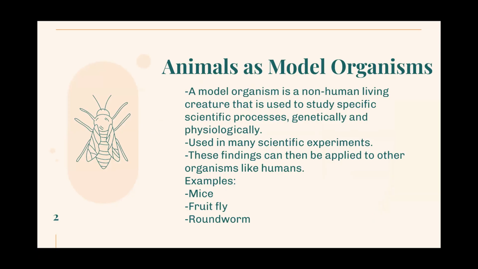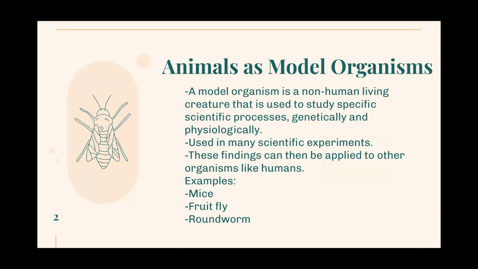So, first off, what type of animals are used in scientific experiments? When we refer to animals and their use in scientific experiments, we are most often talking about model organisms. A model organism is essentially any non-human living creature that is used to study specific scientific processes, whether that's at the very small level, like genetics, or on a more physiological level, which is body processes. They are used in many different scientific experiments because findings from model organisms are very easily applied to other things like humans.